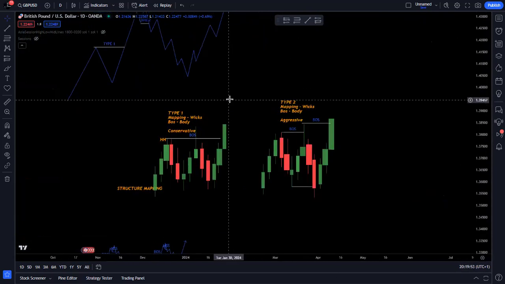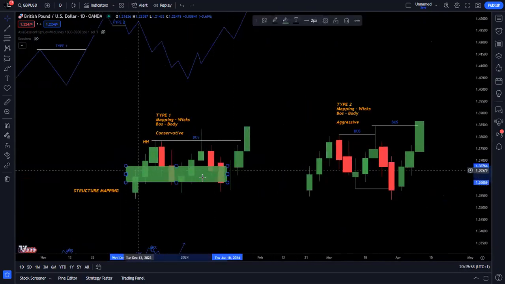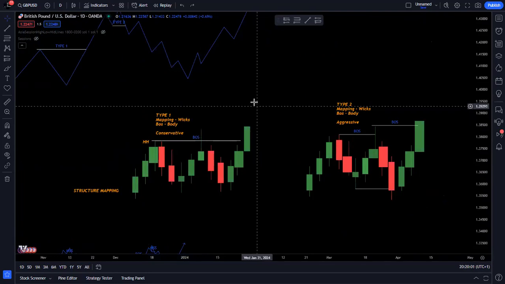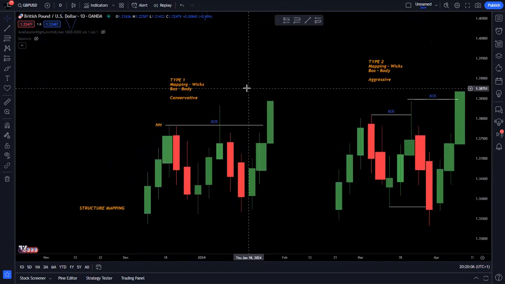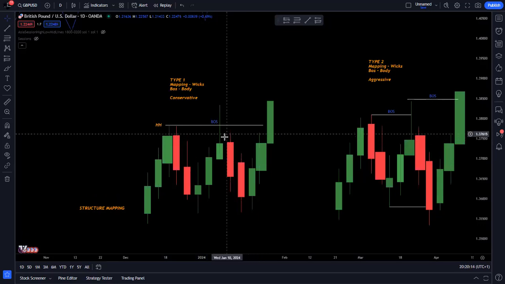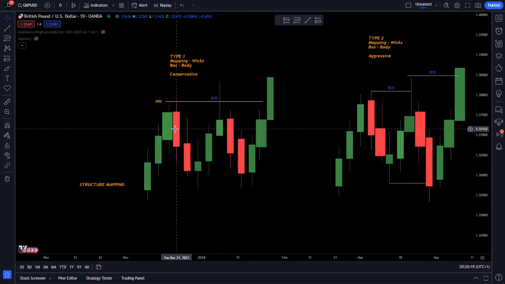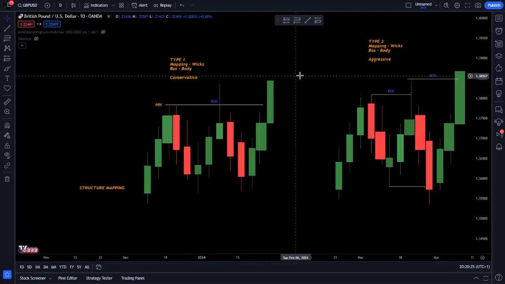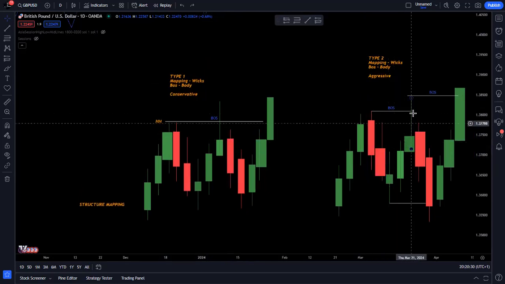Now, I also taught you guys structure mapping. When you need to look at breaking of structure, when you see price maybe break above a higher high or break below a lower high or lower low, whatever. I told you guys when you use the wick and when you should use the body. When you have a break of a major swing high, we want to consider the break with the body. But if it's an internal market structure shift, we can consider the wicks.